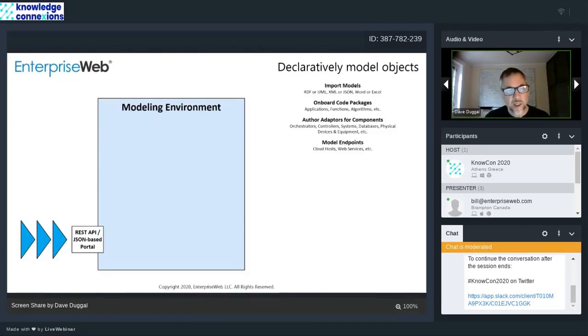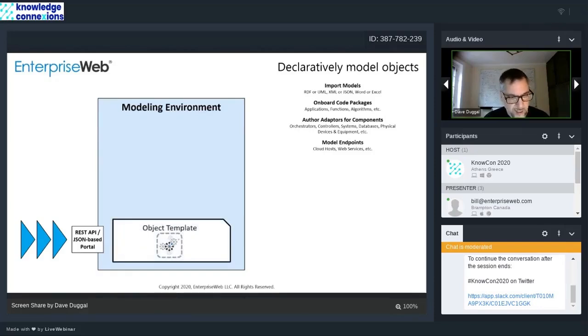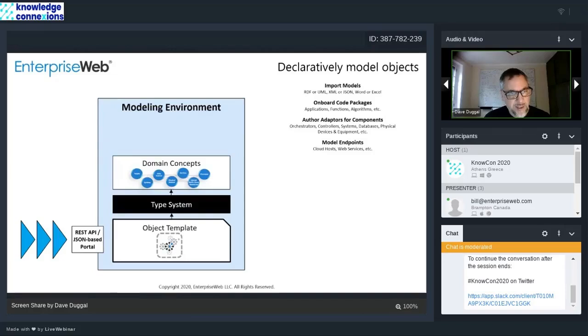Because essentially, it's all going to be through a modeling environment. It's going to be through a REST API or a JSON-based portal. And essentially, we're going to create an object template, and that's going to interact with our type system. And the type system is going to interact with the upper ontology. The upper ontology is going to validate the object. Between the type system and the domain concepts, it's going to apply validations. And then it's going to attach entities and implementations to it automatically.